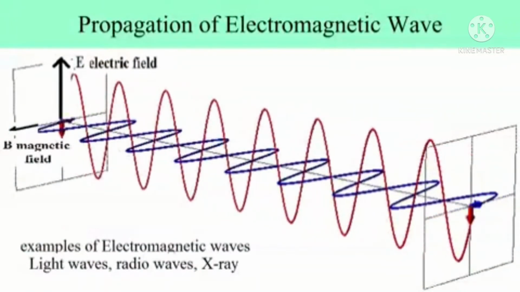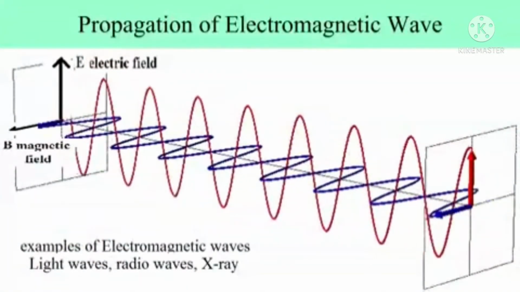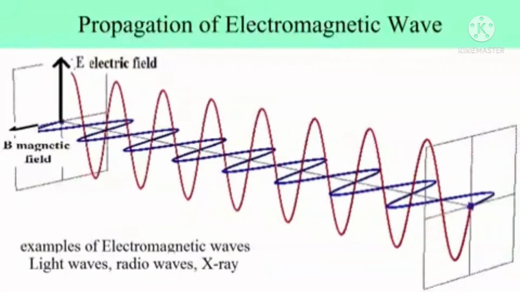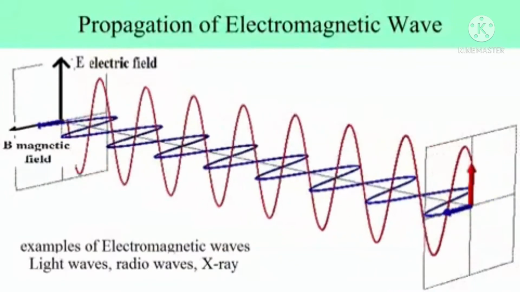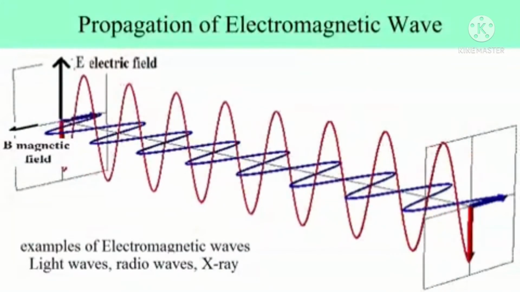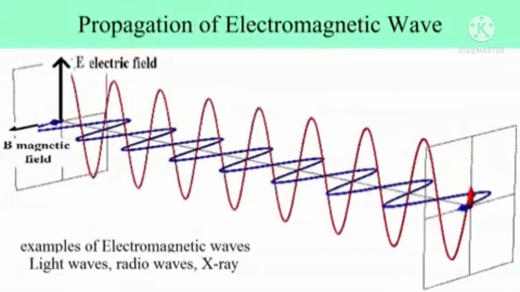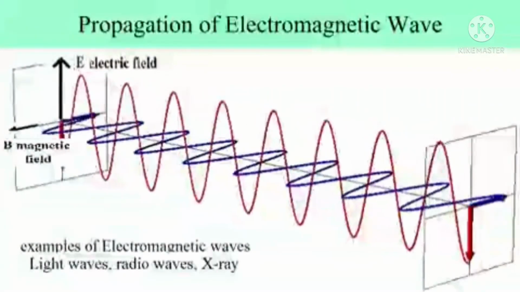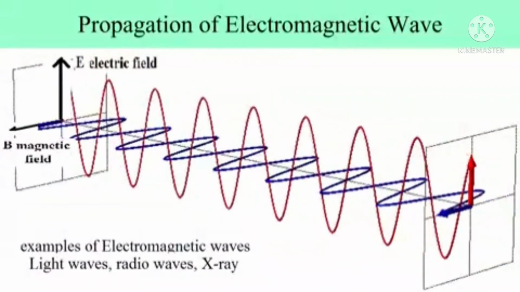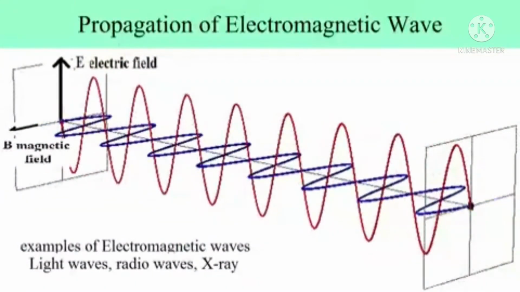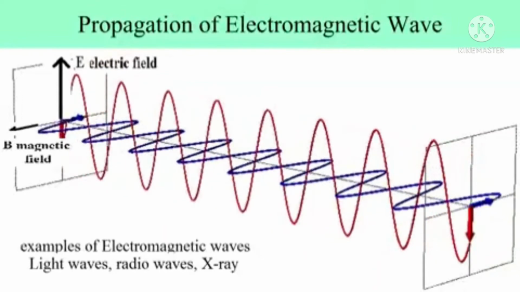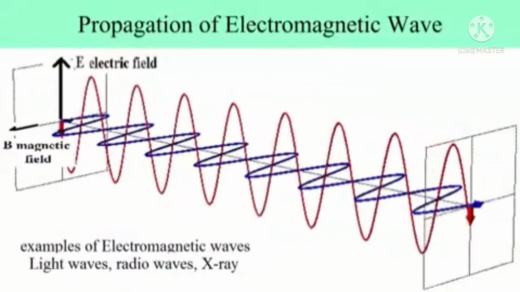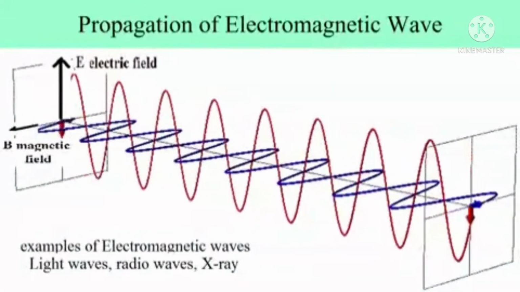Electromagnetic waves travel through vacuum because they are produced from accelerated charged particles. That means vibratory charged particles, and they consist of an electric field vector and a magnetic field vector which vibrate perpendicular to each other, and both these fields also vibrate perpendicular to the direction of propagation of a wave.